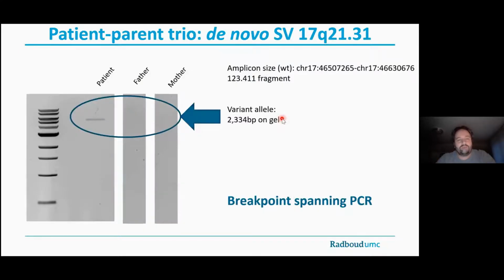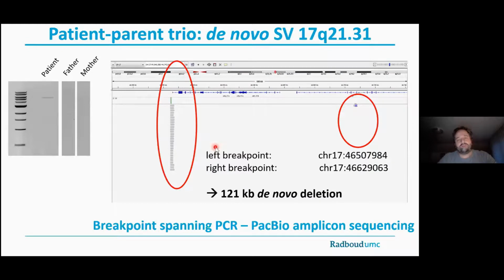This deletion was validated simply by designing breakpoint spanning PCR primers. And here you hopefully appreciate that there's a successful band of the mutated allele present in the patient, but not present in mother nor father. This PCR fragment was then sequenced using PacBio amplicon sequencing, and this validated that this truly was a de novo deletion of 121 kb in size. So a pretty large deletion, and again, it was not identified by any previous technology.